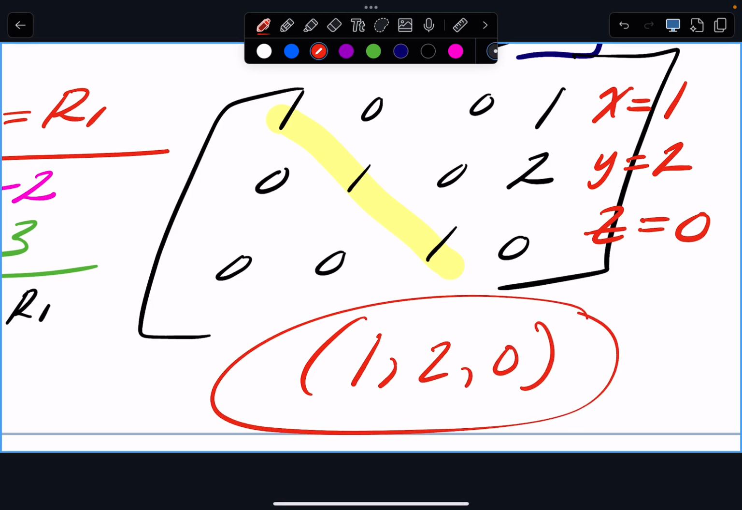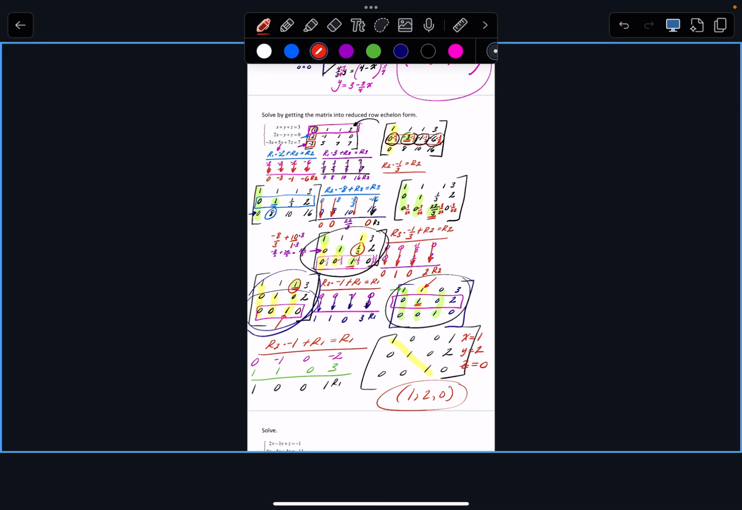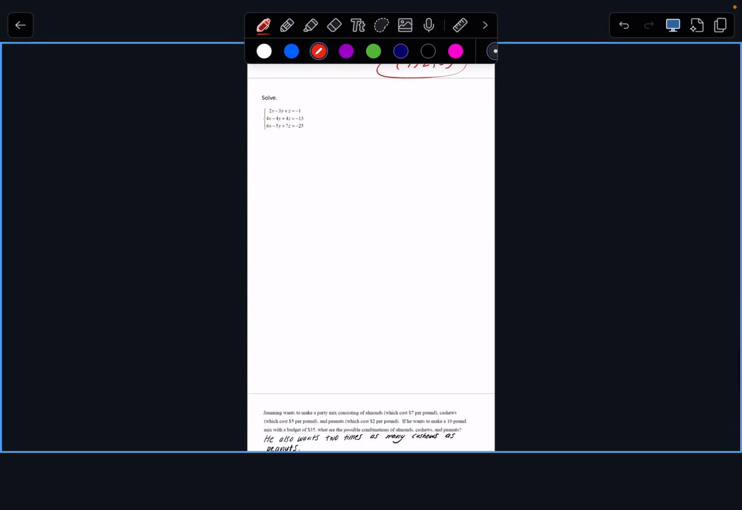Ding, ding, ding, ding, ding. This is so much fun. That's actually kind of fun. It is fun. This is not. All right. This one's better than no solution.